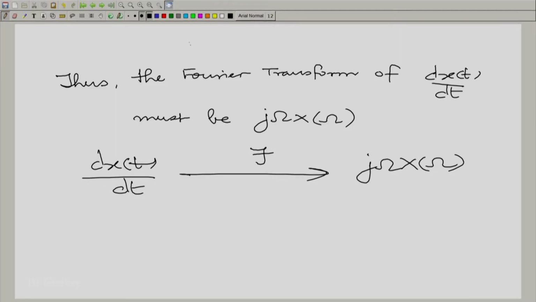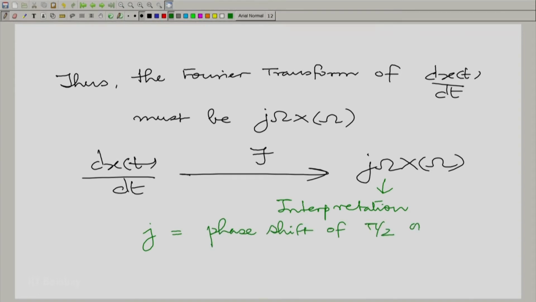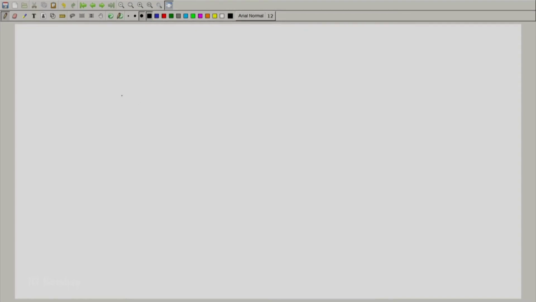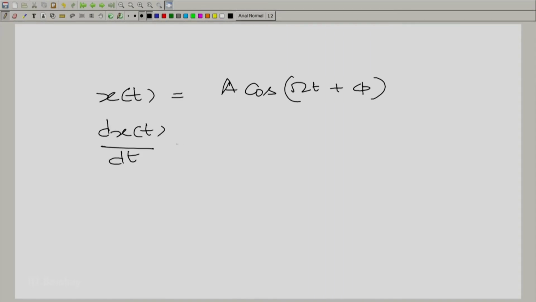Let us interpret this. So, multiplication by j is essentially a phase shift of 90 degrees, and multiplication by omega, scaling the amplitude by omega. So, it is not very surprising actually. If you look at a sinusoid, take a sine wave, say for example, take x(t) equal to A cos(omega t plus phi), and let us find out dx(t)/dt. It is of course equal to minus A omega sin(omega t plus phi).